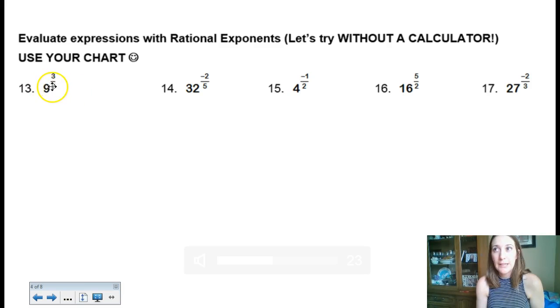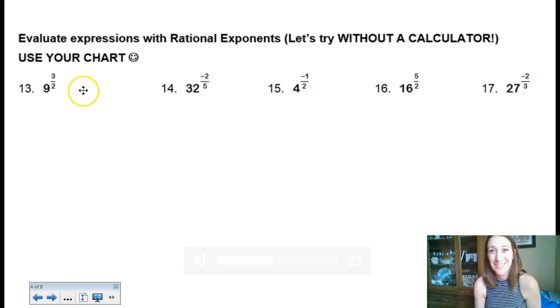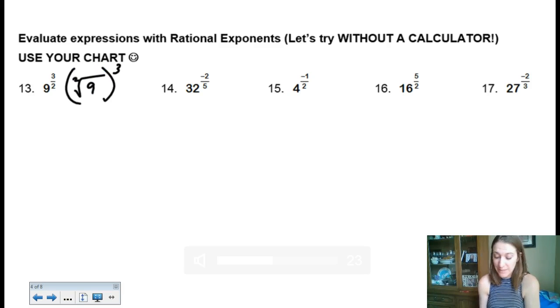My brain likes working with exponents, but my brain does not like simplifying rational exponents well because I can't really think like this. So I'm going to rewrite it as a radical. So it's the square root, you can put a 2 if you want, of 9, and then raised to the 3rd power. And I actually think we can handle this one, guys.